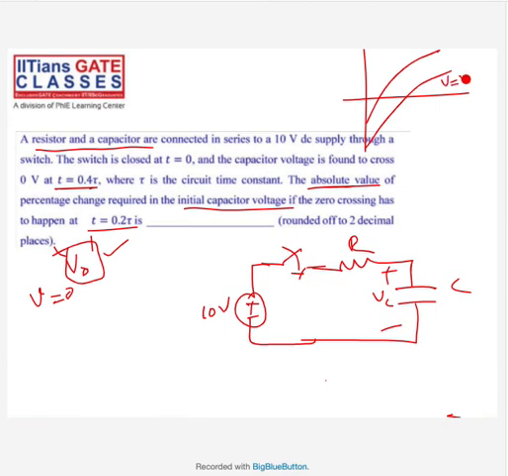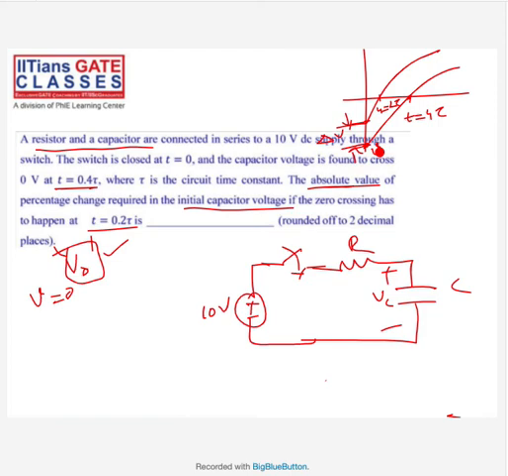V equal to V naught e power minus t by tau, or sorry, this is with the source, right? At t equal to 4 tau, this is 0. Here t equal to 2 tau, this is 0. So what is being asked is the change in voltage as a percentage of this voltage V naught. Understood? Percentage of this voltage.